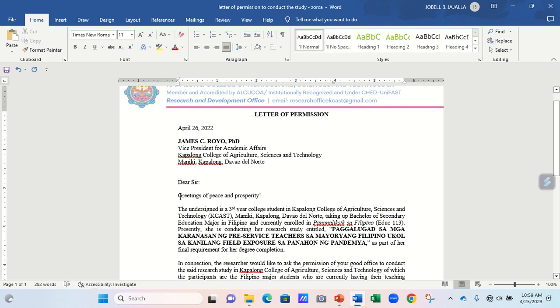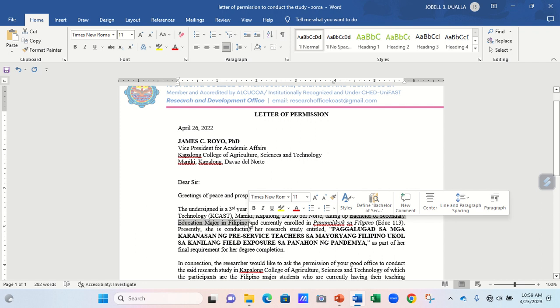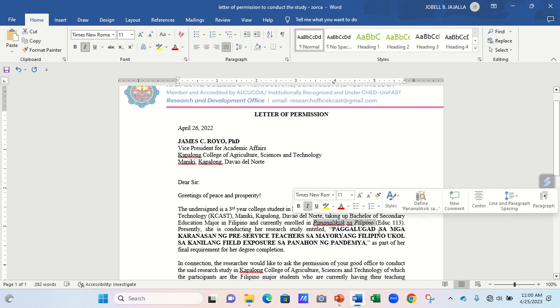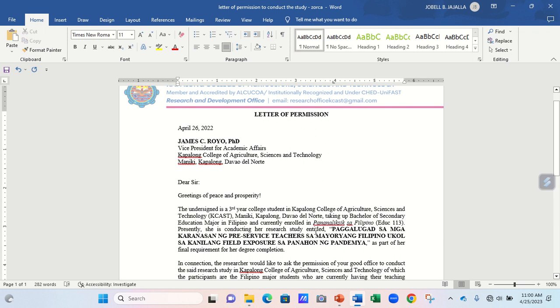The greetings of peace and prosperity, we will not edit anymore. And then, the undersigned is a third-year college student in KCAST, Maniki, Kapalong, Davao del Norte, taking up Bachelor of Secondary Education, major in Filipino. If you are not majoring in Filipino, you will automatically replace this. Currently enrolled with, indicate here the name of the course together with the course code. Presently, she is conducting her study.